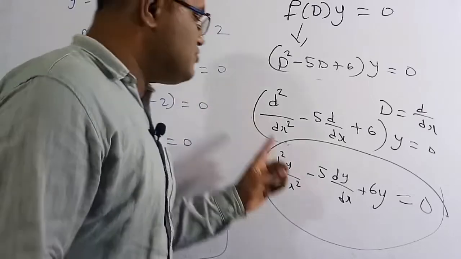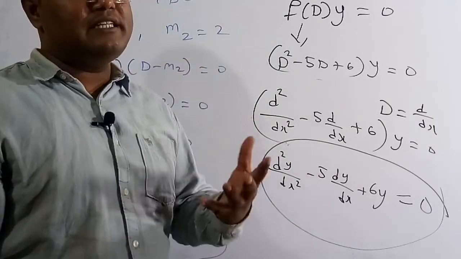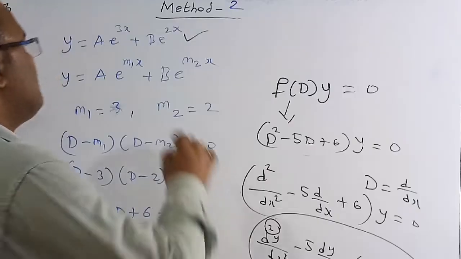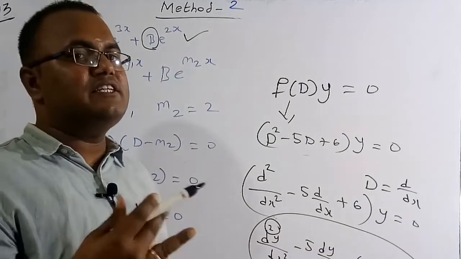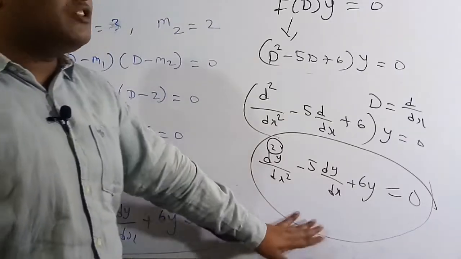See, always remember the order of the differential equation is equal to the number of constants present in the solution. The order of this differential equation is 2, so the number of constants will also be 2. Therefore it requires two initial conditions to figure out the values of A and B. So this is the correct solution of this question.